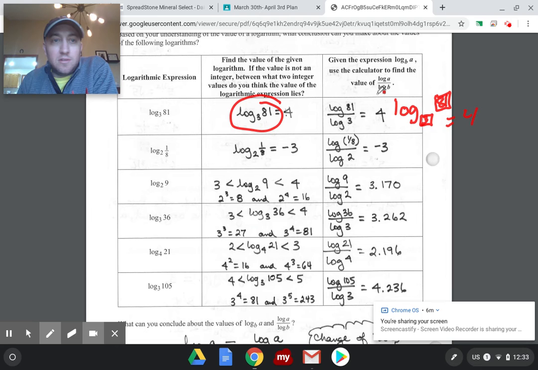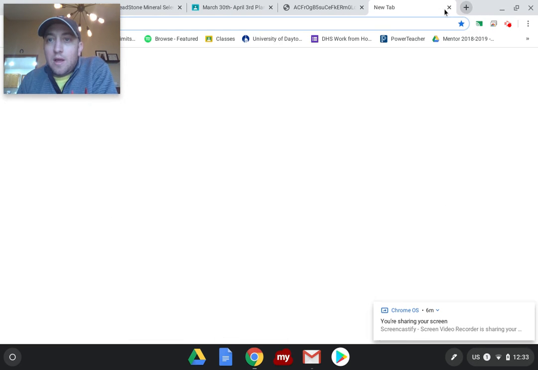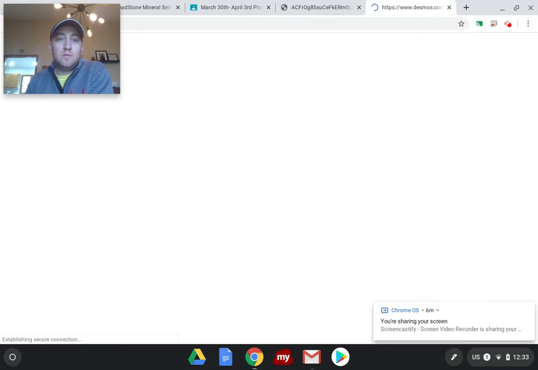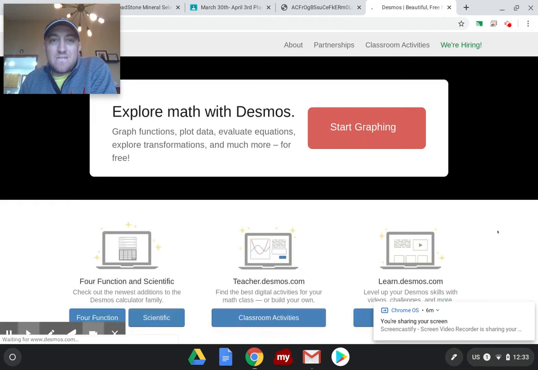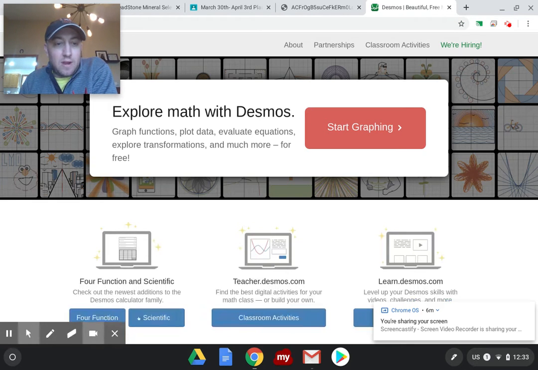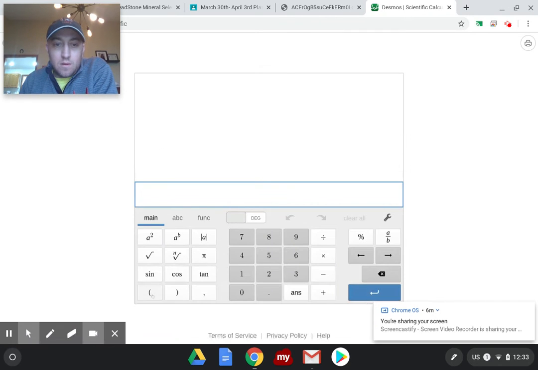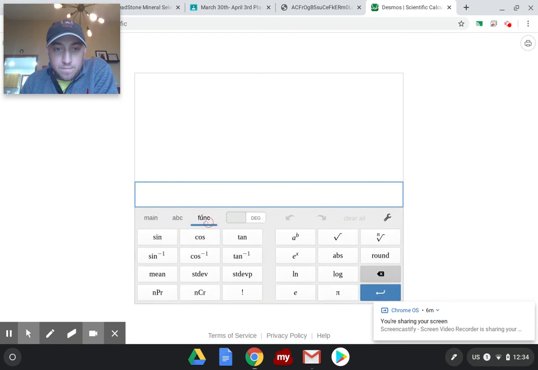Not sure if Desmos would do that or not. Let's go find out real quick. If I go to Desmos, let's see, I want a scientific calculator. So logarithms in here. There we go, there's log.